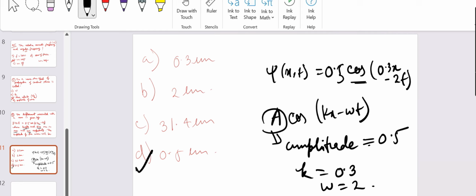Now, so the answer would be D, 0.5 micrometer. So basically, say that this thing is called amplitude.